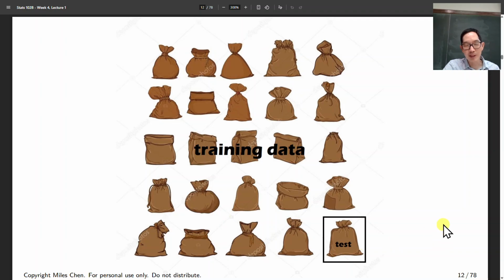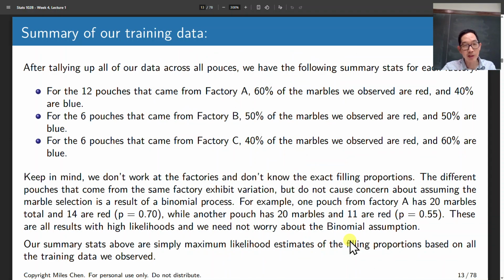So, a bunch of different pouches, 24 of them are labeled, 1 is not, and we're going to try to figure out which one, okay? And so we go through and we're going to dump out all of our marbles, and we tally all of these things up. So, we open up one of these bags that came from factory A, and maybe it was 65% red, okay? And then we open up another bag from factory A, and maybe it was 55% red.